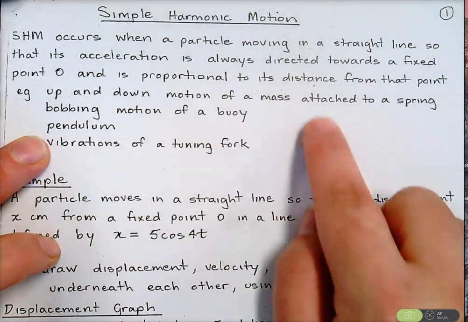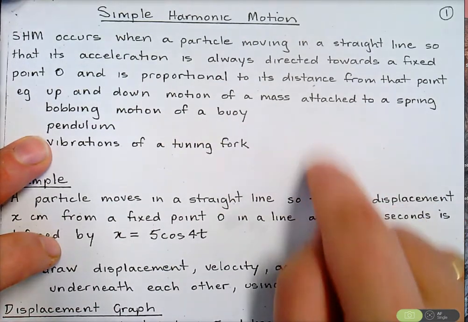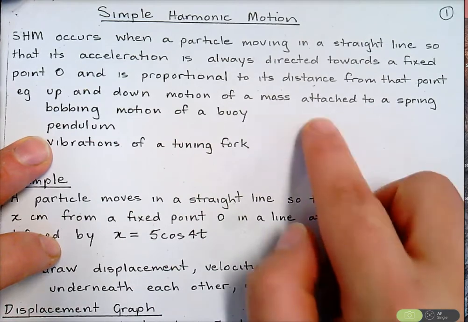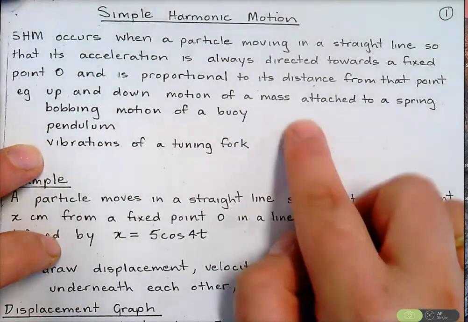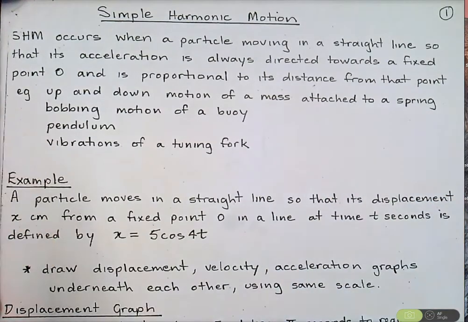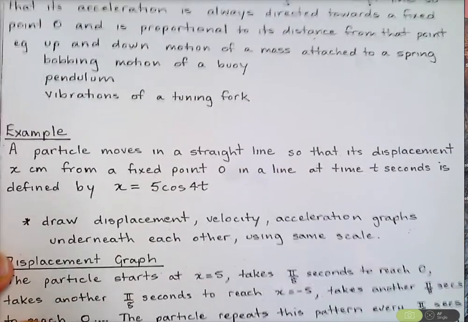Examples are a mass attached to a spring going up and down, the bobbing motion of a buoy, which is pretty much the same as well, how it just goes up and down, a pendulum swinging side to side, and the vibrations of a tuning fork, which would go like that. We're going to do this by example.